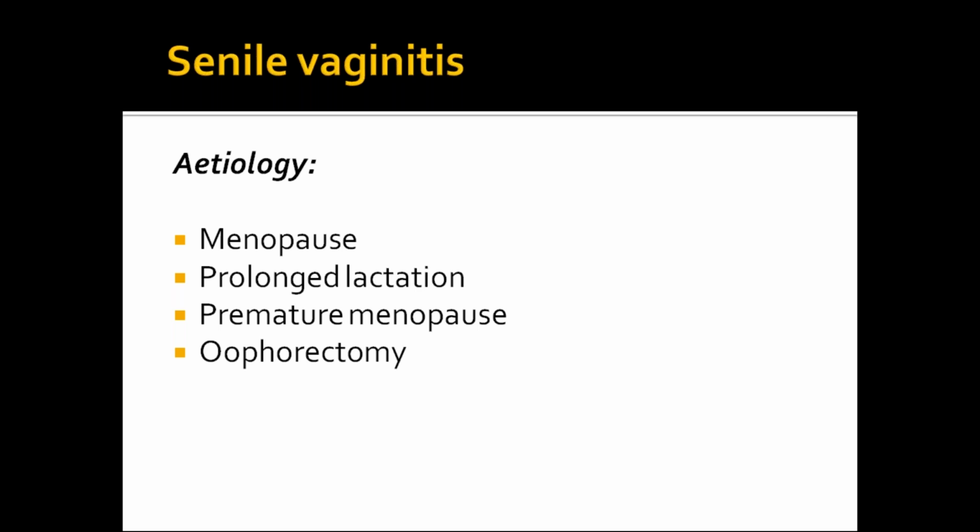So the vaginal epithelium becomes thin and atrophic, and the glycogen content from the superficial cornified layers is less, so there are fewer bacilli and no conversion to lactic acid and hydrogen peroxide. That is why the pH will be alkaline. Because of deficiency of estrogen, everything happens. What is the etiology? Menopause, prolonged lactation, premature menopause, and oophorectomy are the conditions that can produce senile vaginitis.